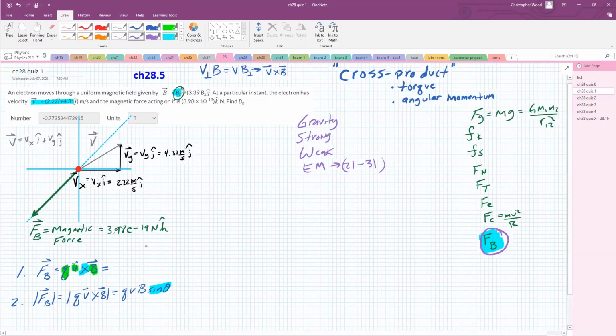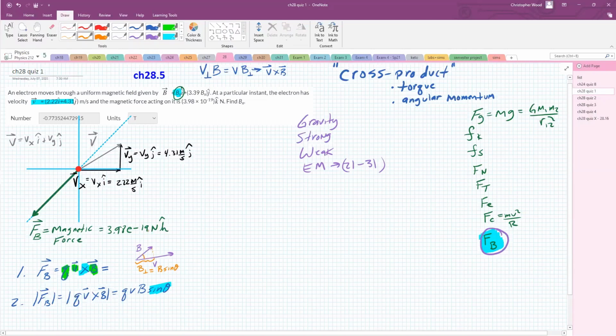Let's just say, a little sidebar. Here's v. Here's B right here. This is my magnetic field vector. This is my velocity vector. All that sine theta is doing, sine theta is saying, hey, I'm going to find this component right here, and this is what's called B perpendicular. And B perpendicular equals B sine theta. It's that simple.